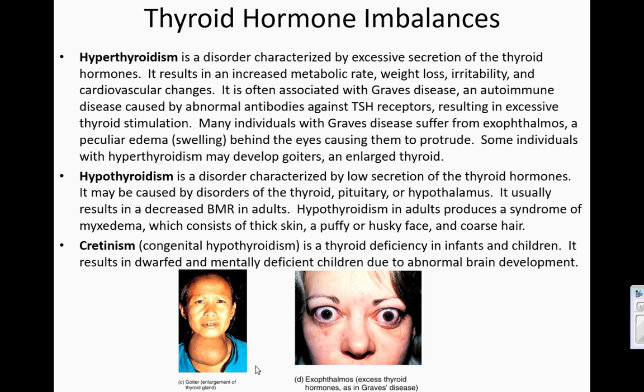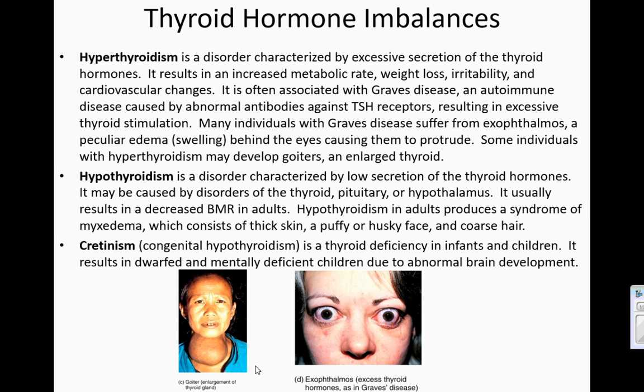Okay. We've got hyperthyroidism, which we said hyper meant what? High. So this is where we have way too much T3 and T4. Causes things like an increased metabolic rate, weight loss, irritability, and various cardiovascular changes. Sometimes you see this in Graves' disease, which is an autoimmune disease caused by abnormal antibodies against TSH receptors. So we end up releasing way too much thyroid hormone, so the thyroid is overactive.